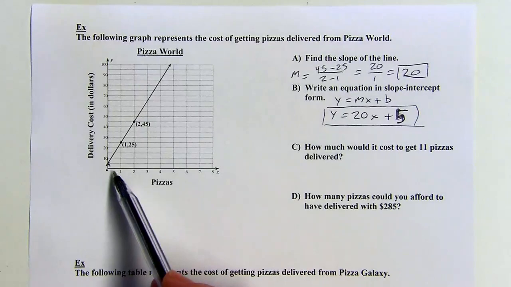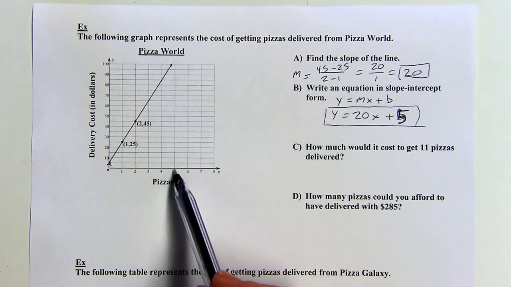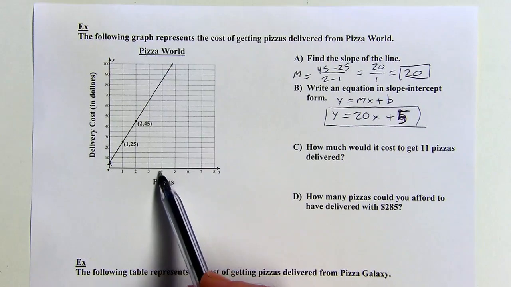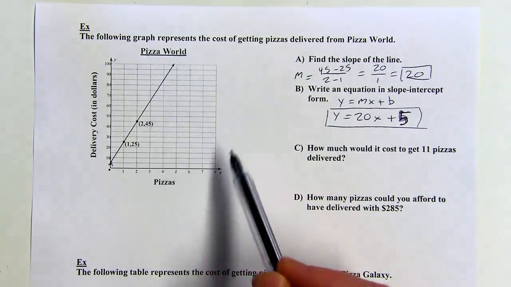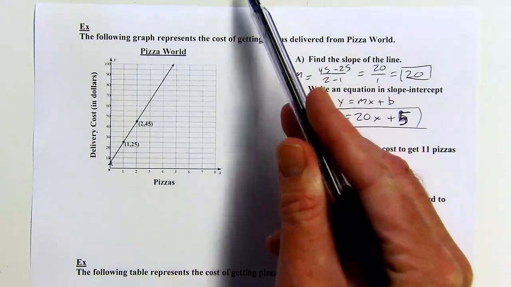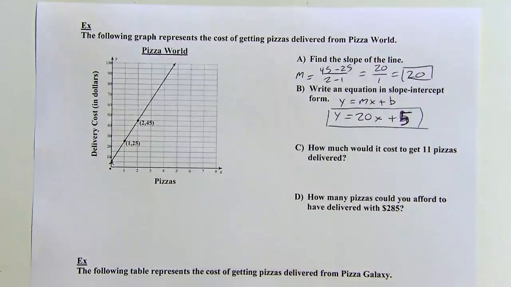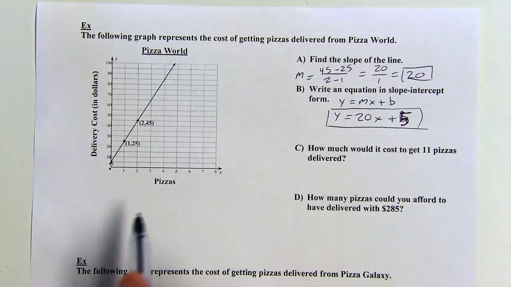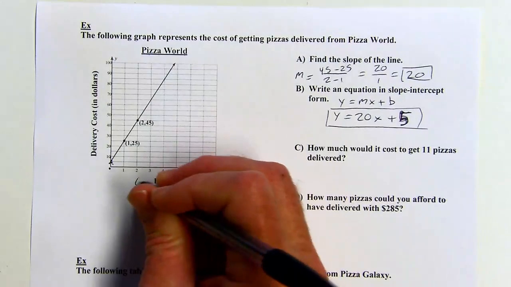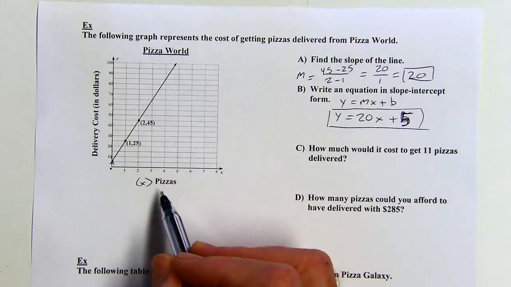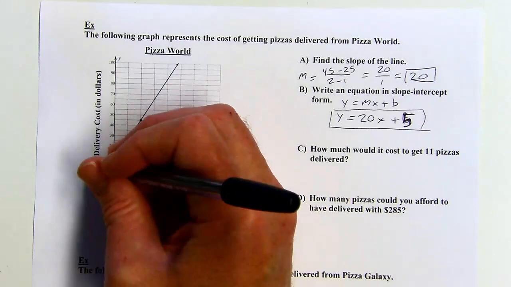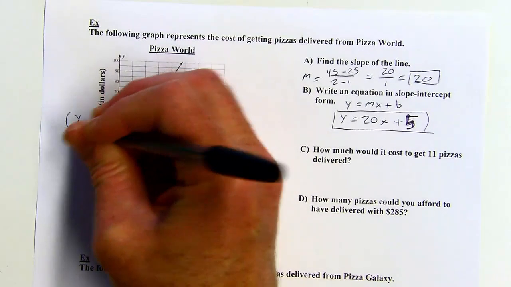Well, on this graph we can see up to about 5 pizzas, or actually you can only see the ordered pairs up to 4. So this is going to be off the graph somewhere. But we can use the equation. If you think about the number of pizzas, these are our x values, right? Because this is on the x axis, and then the delivery cost would be the y's.